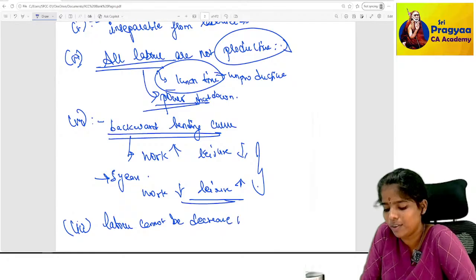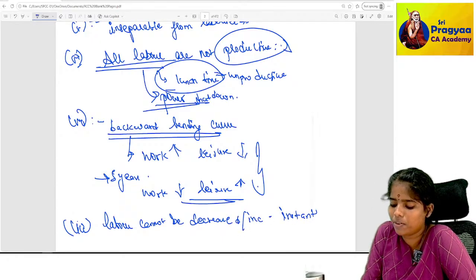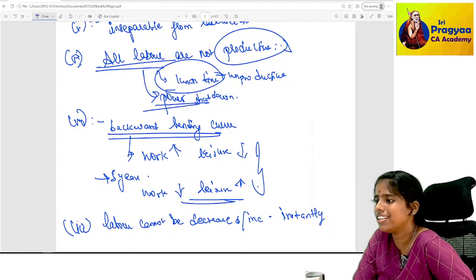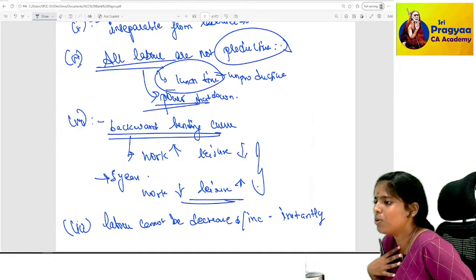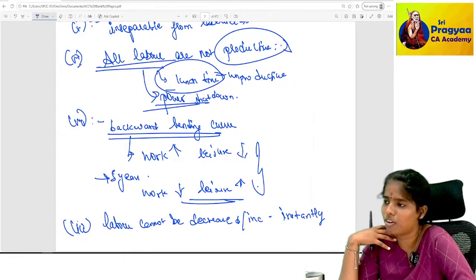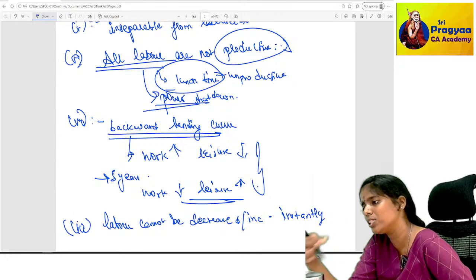Next, labor cannot be increased or decreased instantly. You cannot immediately ask labor to go home, and you cannot immediately add people either. To hire people, I need a certain process, an interview. Some people have to come to me. My terms should be liked by them, and their terms and conditions have to be acceptable to me. So hiring people is also difficult. At the same time, letting them go is also difficult.